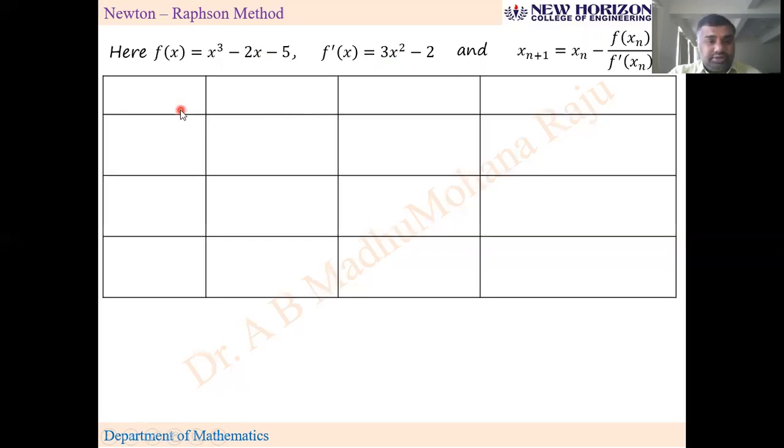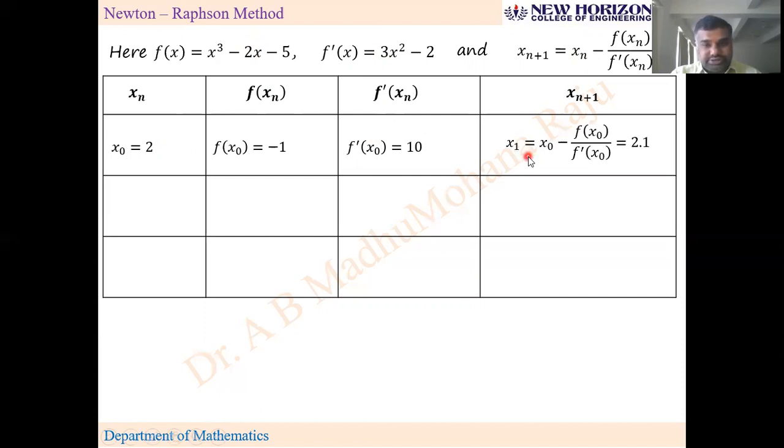Now we'll take the table. First one is the x n column, f of x n column, f dash of x n column. Why? Because these three components are required for the formula. And then x n plus 1. First, we will start with x naught. x naught is equal to 2 and f of x naught is minus 1. f dash of x naught is 10 by substituting here, and substitute these three values in this formula. You will get x1 is equal to x naught minus f of x naught divided by f dash of x naught, which is 2.1.